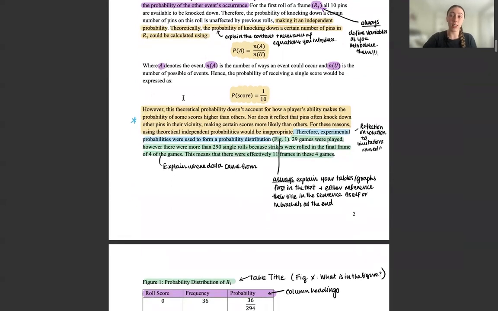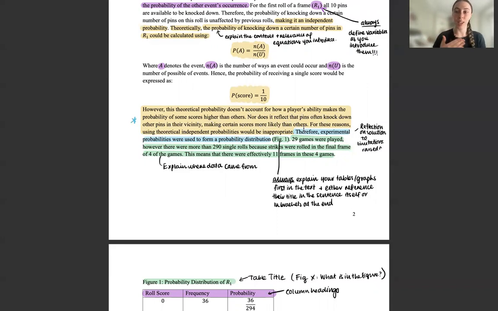Here you can see some reflection, accounting for how the theoretical probability doesn't account for how a player's ability makes the probability of some scores higher than others, in orders that reflect that the pins often knock down other pins in their vicinity, making certain scores more likely than others. For these reasons, using theoretical independent probabilities would be inappropriate. So again, that's weighing up the strengths and limitations of alternate approaches.